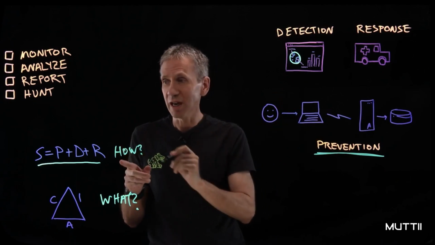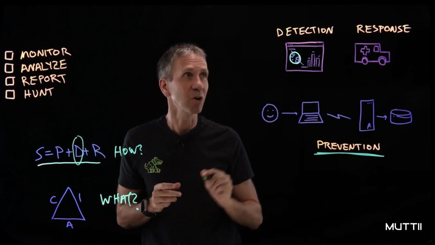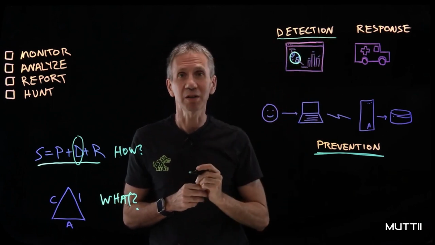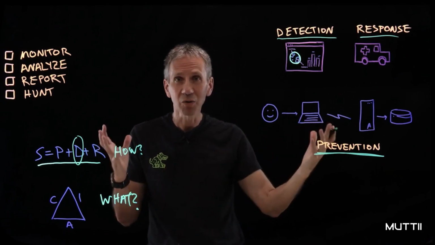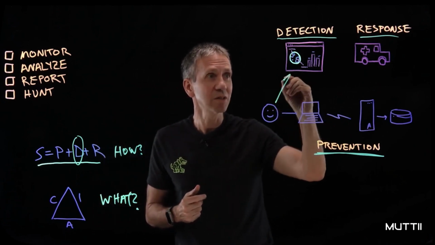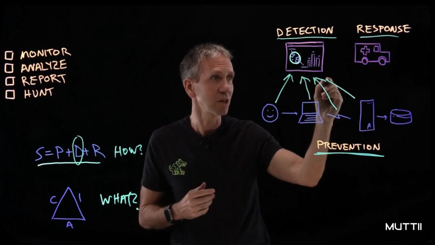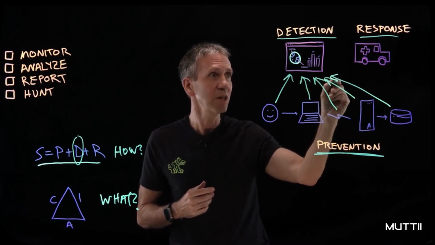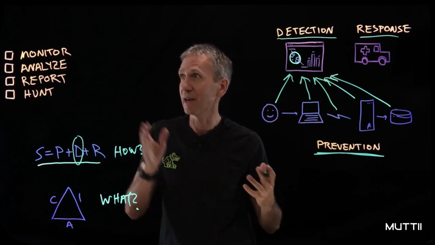Now we're going to start looking at the other parts of the equation. Today, in particular, we're going to focus on the D part of this, the detection aspect. And then in the next video, we'll cover response. Now, how do we do detection? Well, it basically means I need to get information from all of these different domains that I've been discussing previously and feed them into some sort of monitoring engine. So that's what we're going to be taking a look at.